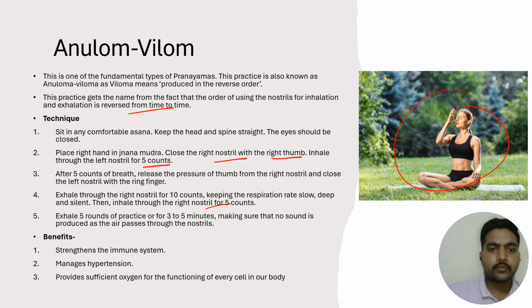You can perform about 3 to 5 minutes or 5 rounds. Make sure that no sound is produced as the air passes through the nostrils. So you have to do this slowly. What is the benefit of that one? It strengthens the immune system, manages hypertension, and provides sufficient oxygen for the functioning of every cell in our body. So these are the benefits. So this is how you perform the Anulom Vilom.